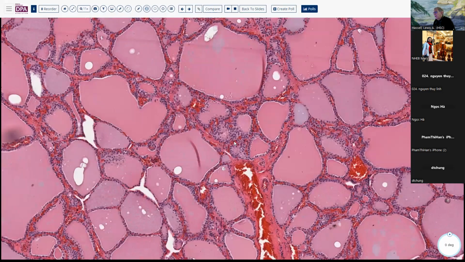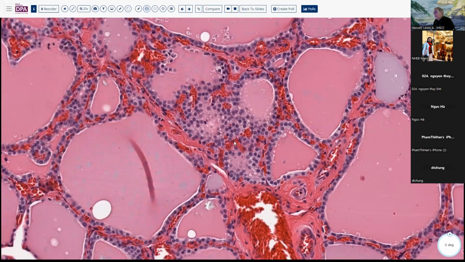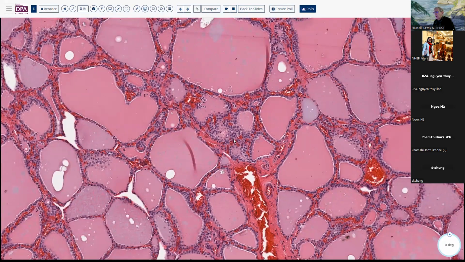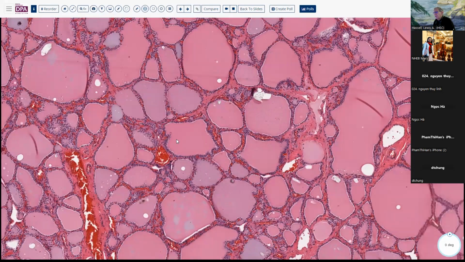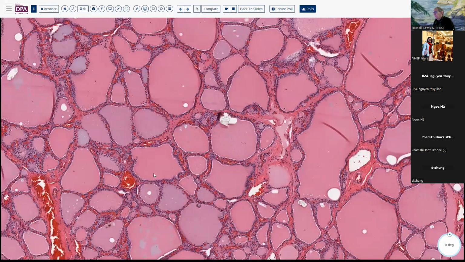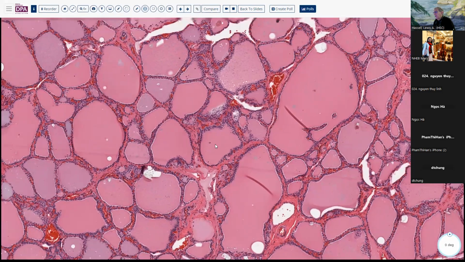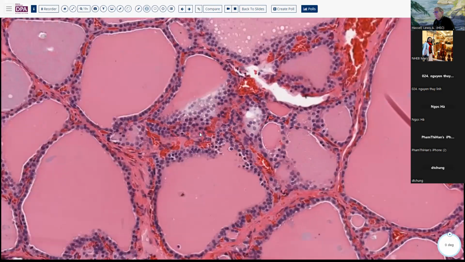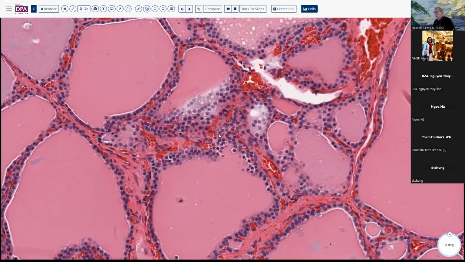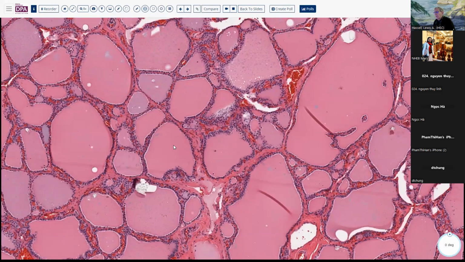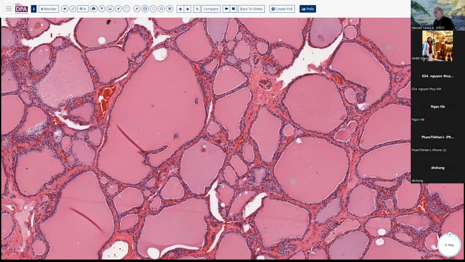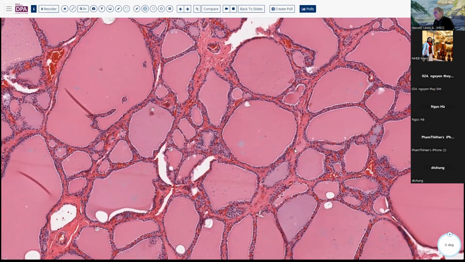And of course, you could do a stain for calcitonin or even a CEA stain, which is kind of, as we used to say, a poor man's calcitonin, to identify these parafollicular cells and convince yourself that they were hyperplastic or more frequent than normally would be seen.